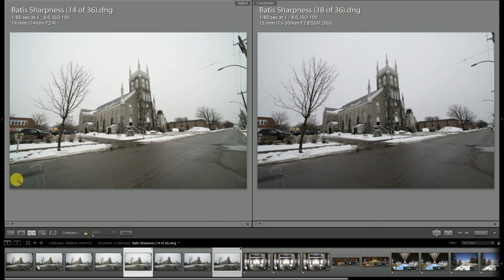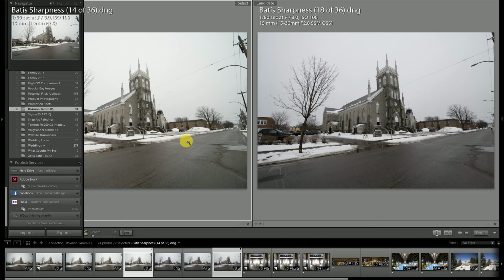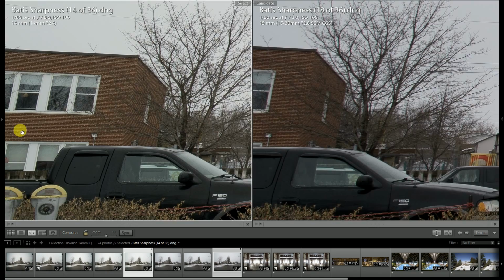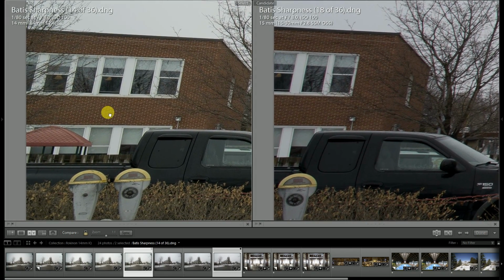A quick look at f8. Now, I think we have pretty much all the vignette cleared up here. There may be just the slightest hint there. That's certainly an optical weakness for it overall.